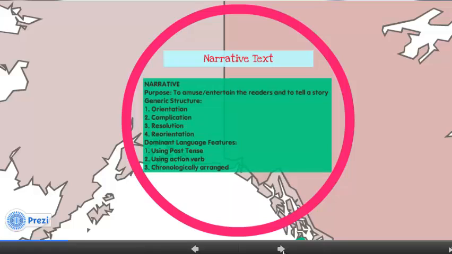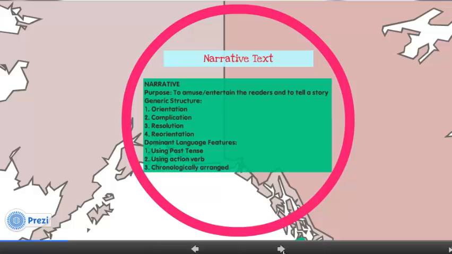The first kind of English text is narrative text. The narrative text includes the story or legend or fable. And the purpose of narrative text is to amuse or entertain the readers and to tell a story.